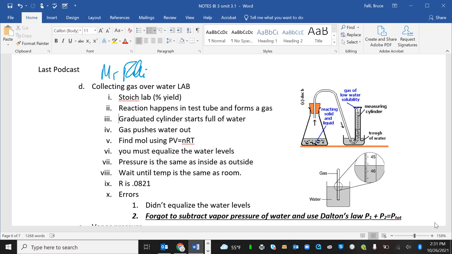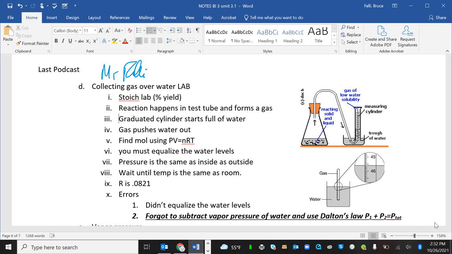We're going to talk a little bit about some of the lab stuff that goes with it and some of the calculations in stoichiometry and the like. There's a lab where we're going to collect a gas over water, okay? So this could very well be a stoichiometry lab where you get a percent yield. So I'm going to run down a couple of different things that could happen, okay?